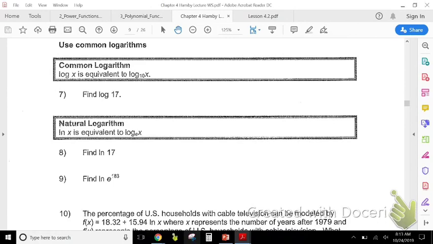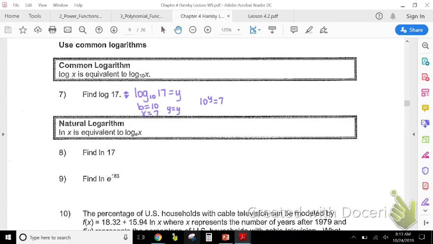So look at 7. It says find log of 17. Well, what's my base? So I could rewrite this as log base 10 of 17. And then we know that we're going to set that equal to y, aren't we? So if I try to set this up in exponential form, what would my base be? And what is my x? And what is my y? So b to the y equals x. Can I solve that way?